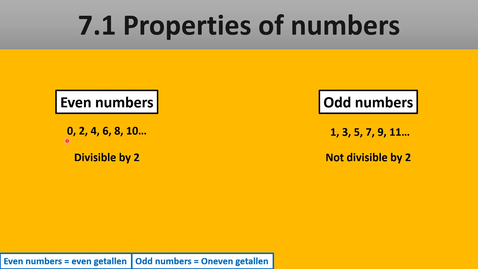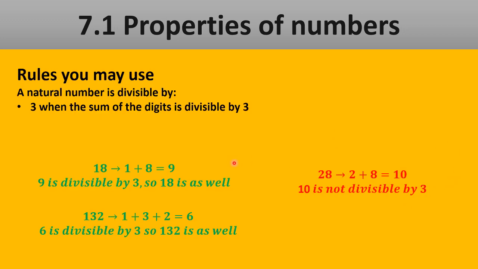The even numbers are 0, 2, 4, 6, 8, 10. And the odd numbers are 1, 3, 5, 7, 9, 11, etc. All the even numbers, alle even getallen, are divisible by 2, and all the odd numbers are not divisible by 2. Well, there are other rules that we can use as well. A natural number is divisible by, for example, 3, when the sum of the digits is divisible by 3.